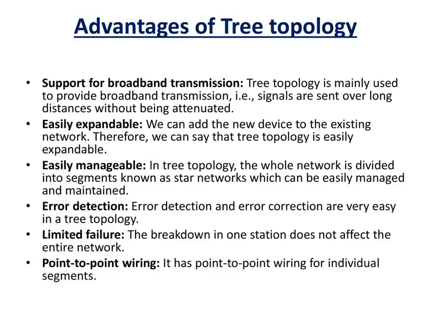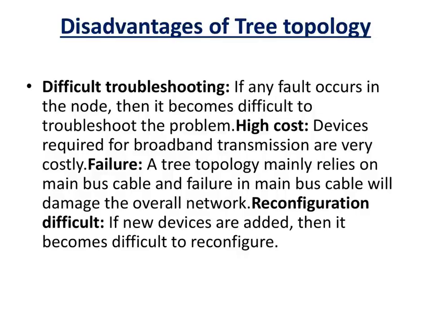Disadvantages of tree topology: difficult troubleshooting. If any fault occurs in the node, then it becomes difficult to troubleshoot the problem. High cost. Devices required for broadband transmission are very costly. Failure. A tree topology mainly relies on the main bus cable, and failure in the main bus cable will damage the overall network. Reconfiguration difficult. If new devices are added, then it becomes difficult to reconfigure.